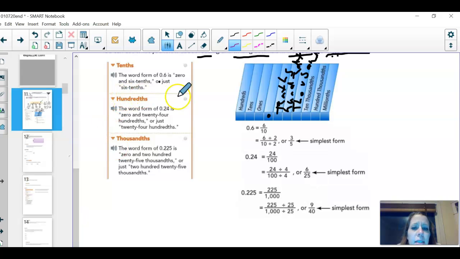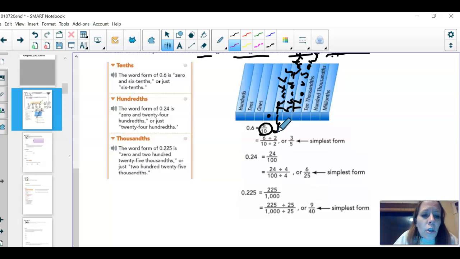So now it says 6 tenths. So what I have is this, 0.6. What I hear is 6 tenths. So I have 6 over 10, 6 tenths. Then I can reduce, I can divide them both by 2, and that gives me 3/5. Let's look at the next one.